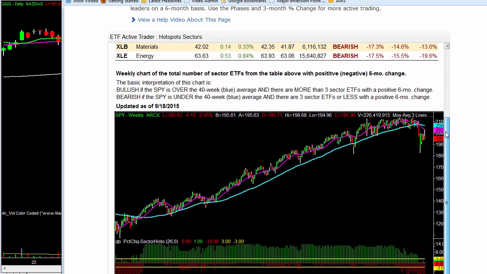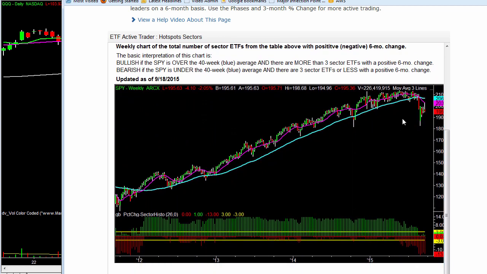And again, if you've seen this chart below, you've got a 40-week moving average here, which is the same thing as the 200-day. In this case, we're looking at the SPYs. The magenta line is the 10-week, so that's the same as the 50-day. And you can see the number of sectors from that top table. The green is the total number of positive sectors. The red is the total number of negative sectors. And the sectors are not only negative right now, but the trend has been predominantly down.